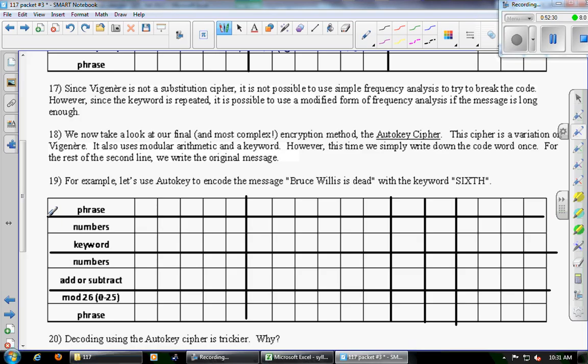Okay, so this is going to be really tricky, which also means it's the trickiest to decode. So let's use this thing called autokey. Again, it's a new phrase, and depending on what phrase I use on the test, you're going to need to know which one to use, right?